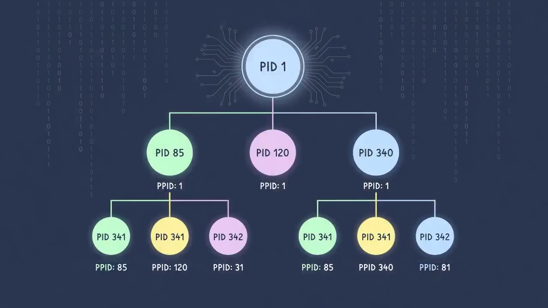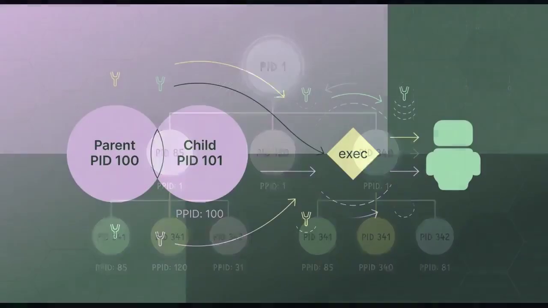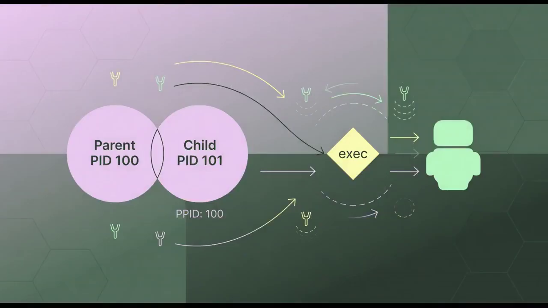The kernel assigns PID 1 to the init system, and every other process descends from it, forming a hierarchical process tree. The parent process creates a child through a fork system call, which duplicates itself. The child then typically calls exec to replace its copy with a new program, while the parent continues running independently.